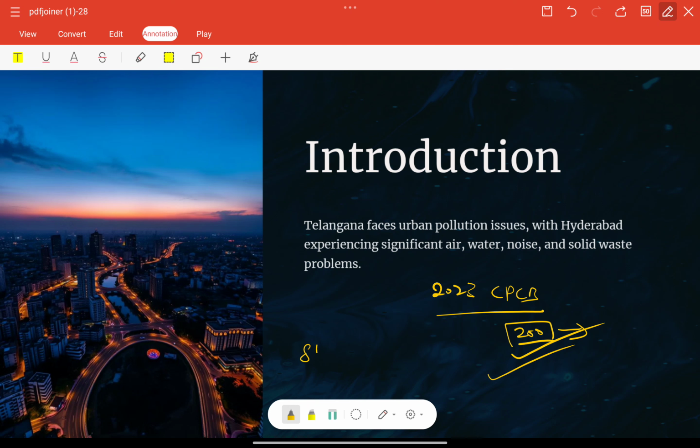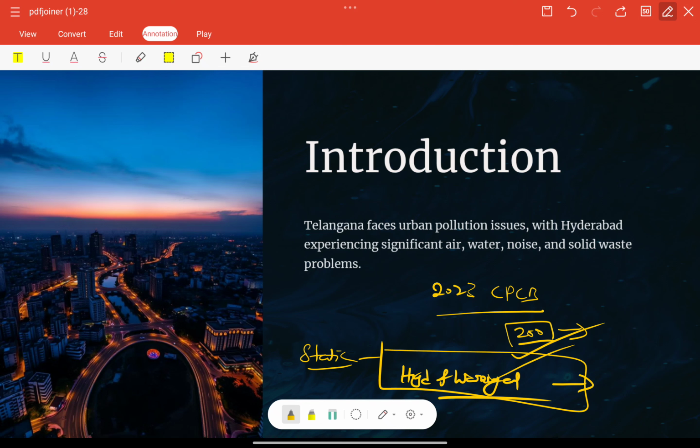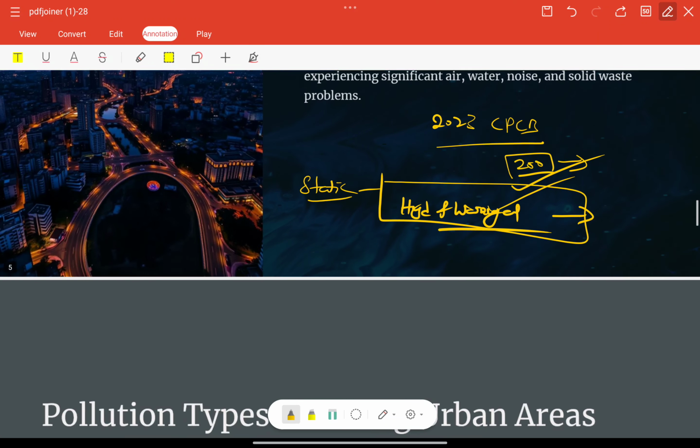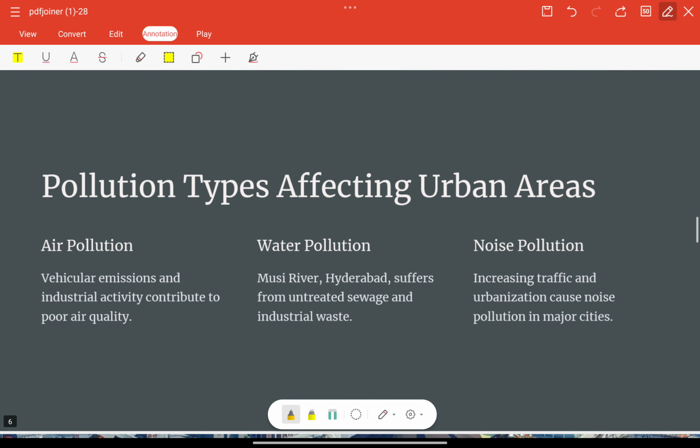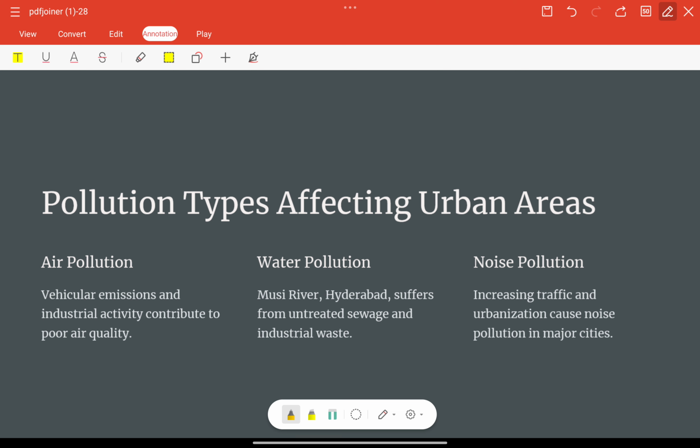So also we need to connect some static background here. Urban areas in Telangana are grappling with rapid urbanization, especially Hyderabad and Warangal, right? We need to focus on these urban cities, which have become increasingly complex due to population growth and industrialization. So we need to include this type of background part here, right? Introduction, first current affairs introduction, and also we need to focus on providing a static part. Other than that, what are the keywords mentioned in the question? We need to focus on pollution types affecting urban areas.